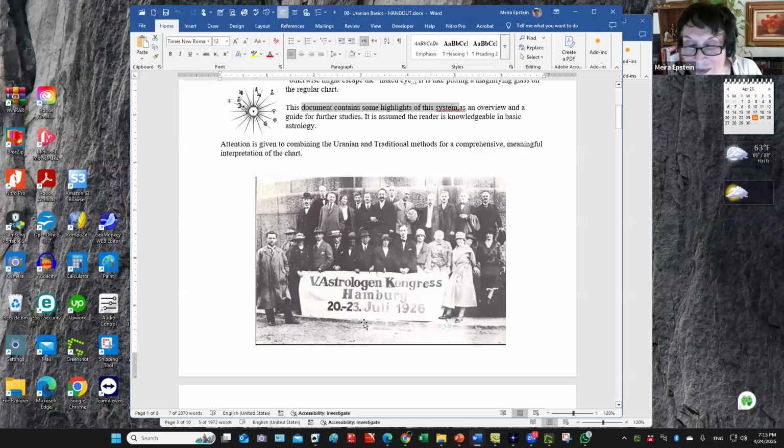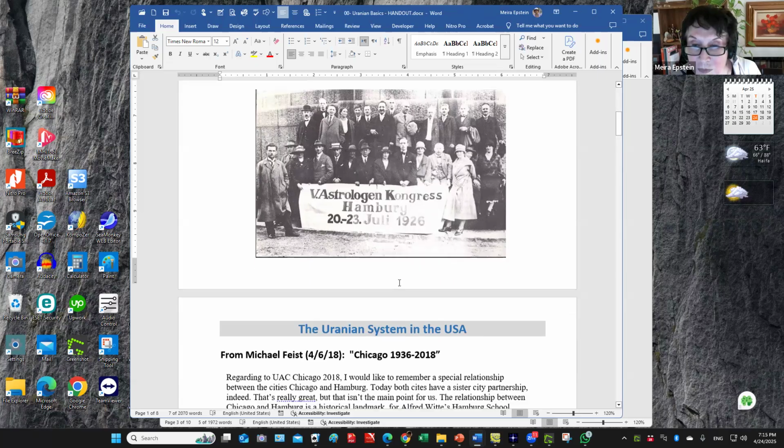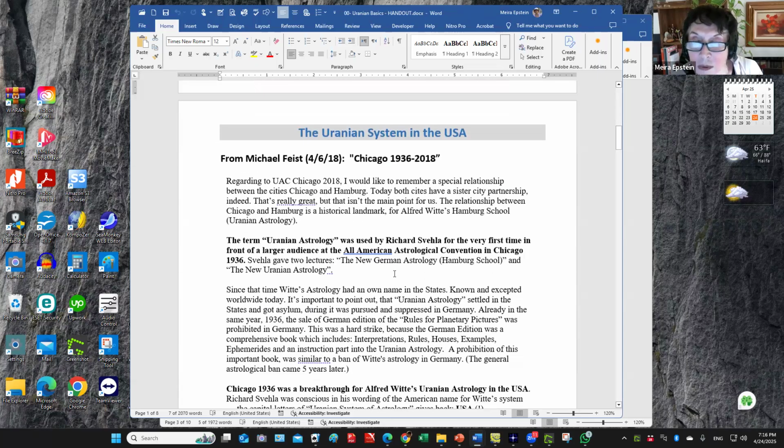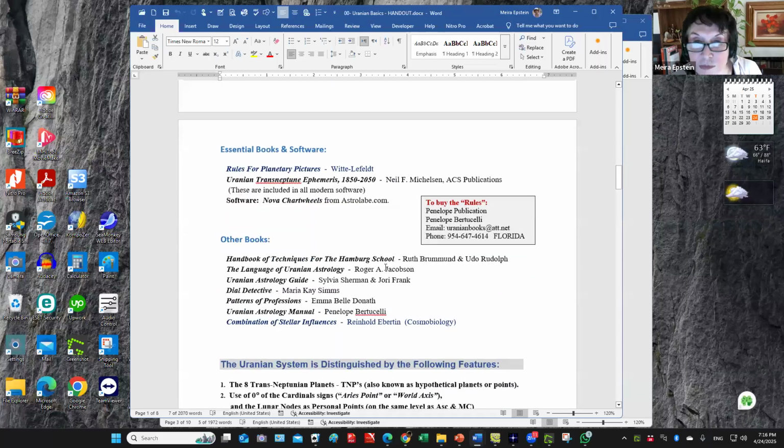1926, this was the first Congress that they had. I like to put up this picture. It's a famous location in Hamburg. I was there 2 years ago, exactly that location. So these are the original group, and Alfred Witte is somewhere over there. I can't remember, somewhere in the picture. Anyway, the original group. Now, I'm going to skip this. This is correspondence from Michael Feist to me.